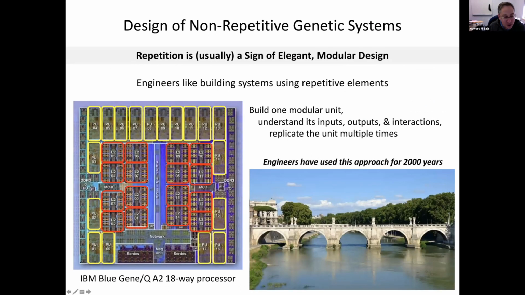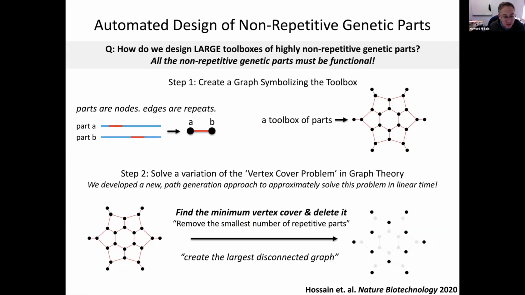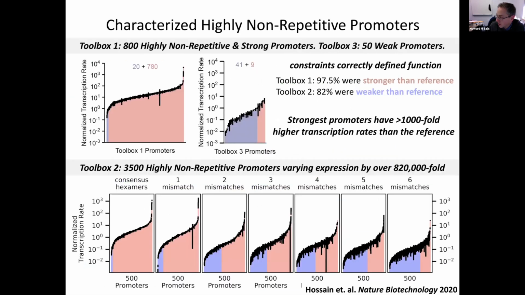The second part of the talk is published, and I just want to highlight this paper. So you can go over to Nature Biotech and read all about the automated design of non-repetitive genetic parts and how we constructed and characterized thousands of non-repetitive promoter sequences that vary transcription rates across 820,000 fold that you can use all at the same time, for example, in a synthetic genome, without introducing repetitive DNA, therefore improving the evolutionary robustness of your genetic system.